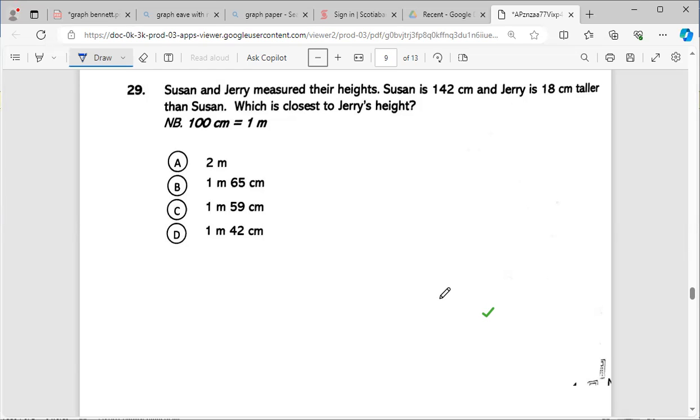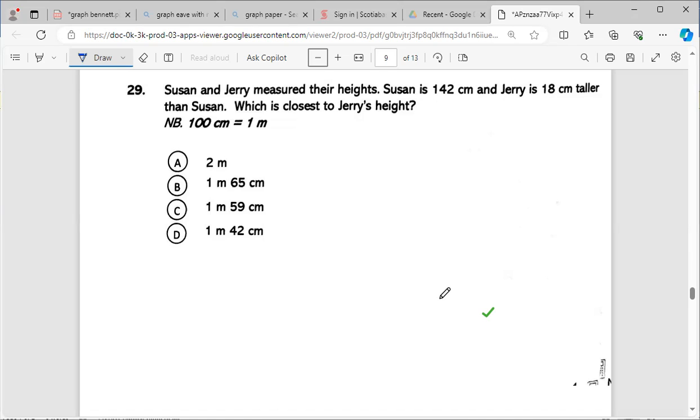Susan and Jerry measure their heights. Susan is 142 centimeters and Jerry is 18 centimeters taller than Susan. Which is closest to Jerry's height? 100 centimeters equals 1 meter.